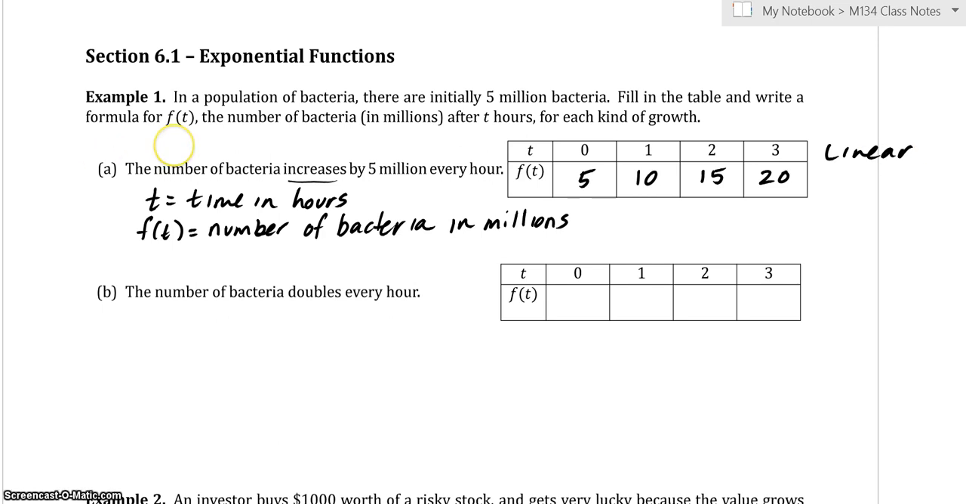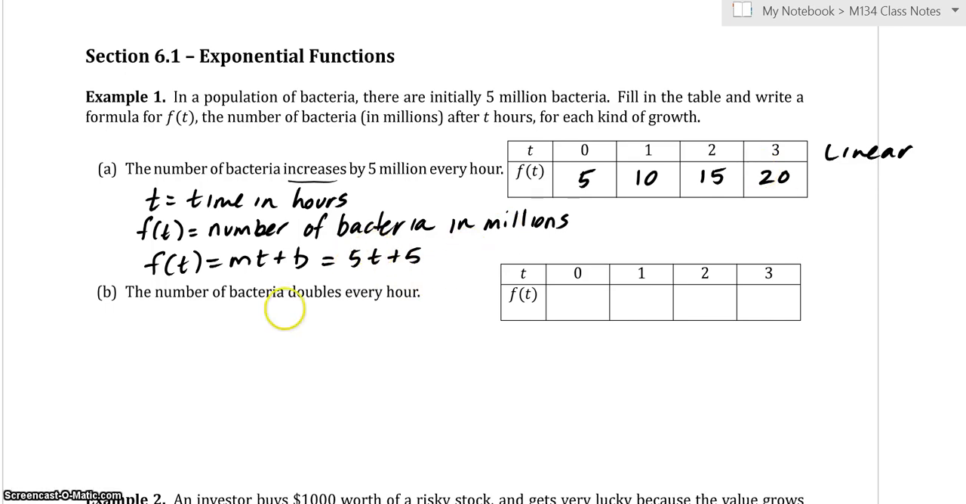So they want us to find a formula. We know how to do that. That's f of t equals mx plus b, so in this case it would be a t. The m looks like it's a 5, and it also starts with a 5. Make sure it works. 1 is 10, 2 is 15, 3 is 20.